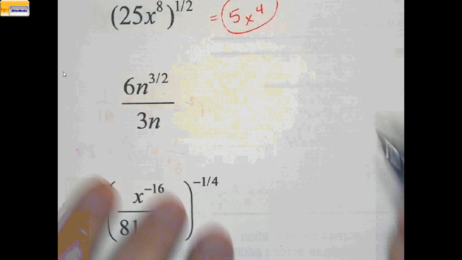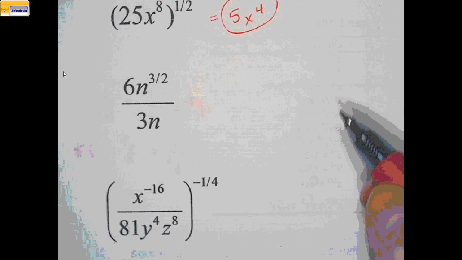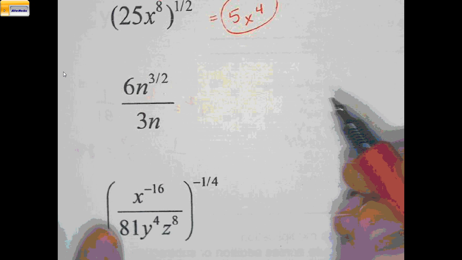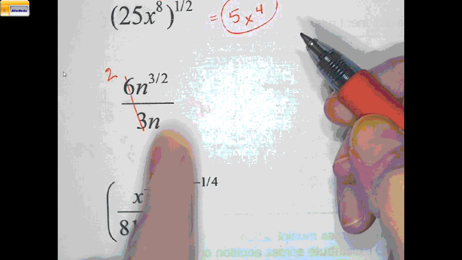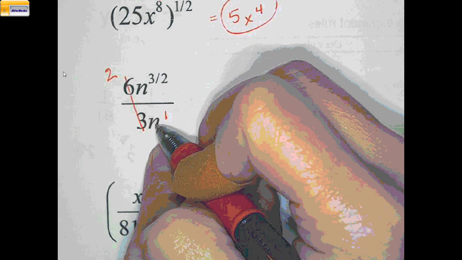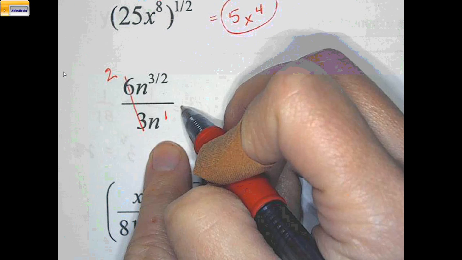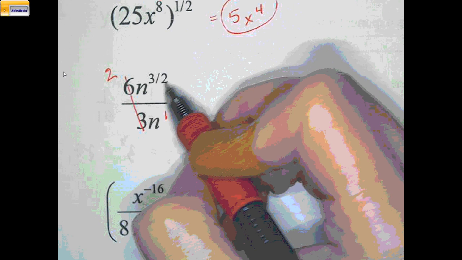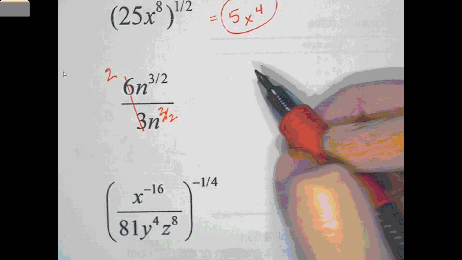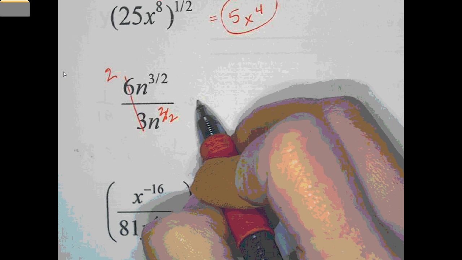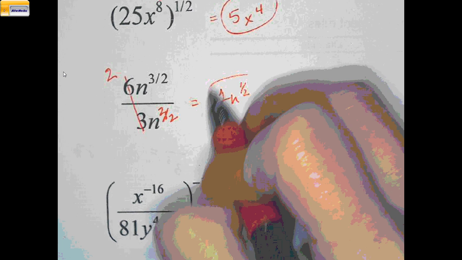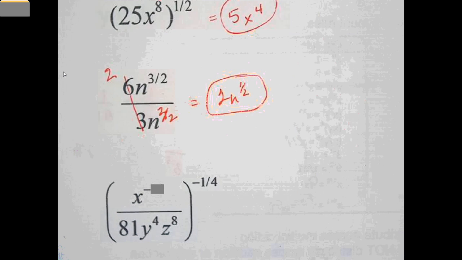Next one, there's several ways to approach this one. Just look at the numbers, first of all. What's 6 over 3? 2. So that part's done. That's going to be a 2. This part, we've got bases that are being divided. Same bases that are being divided. What do you do to the exponents? Subtract. I've got 3 over 2 and a 1. Why don't I make this 2 over 2? Isn't 2 over 2 1? 3 halves minus 2 halves is 1/2. So the answer is 2n to the 1/2. Questions?